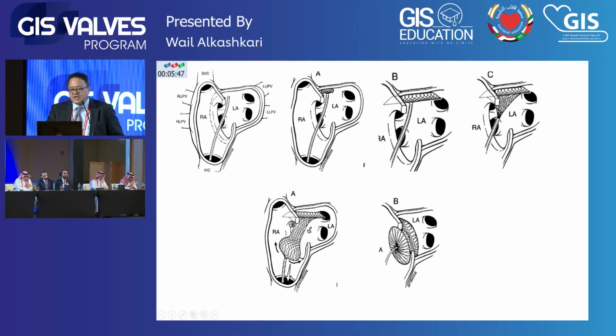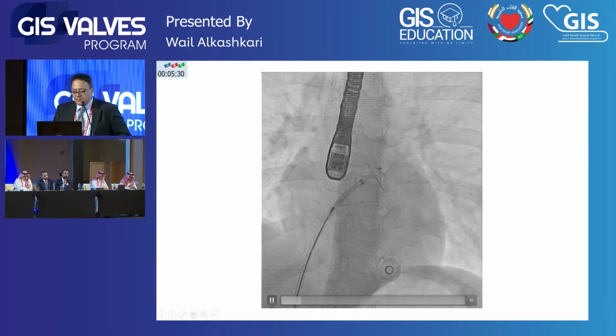We do clockwise rotation for the device, the sheath. The sheath usually comes like this, and it goes here. But we do clockwise until it touches the roof. We open the left atrial disc, and we continue to open until we unsheath everything. Then we release the device, and it will be closed. And this is how we do it.